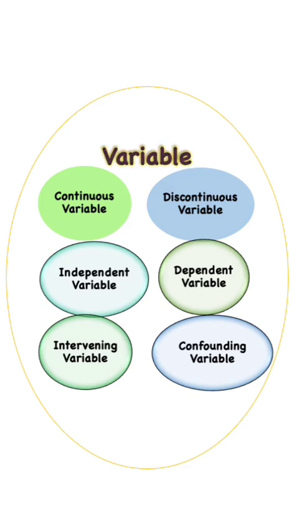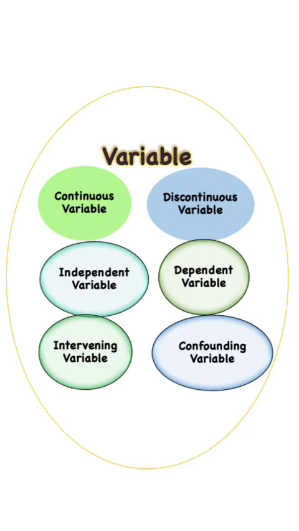So there are two types of these intervening variables. Those intervening variables which are in the process and bring change in the dependent variable in the presence of the independent variable are known as intrinsic variables. And those intervening variables that are outside the process but bring change in the dependent variable in the presence of the independent variable are known as extrinsic variables.